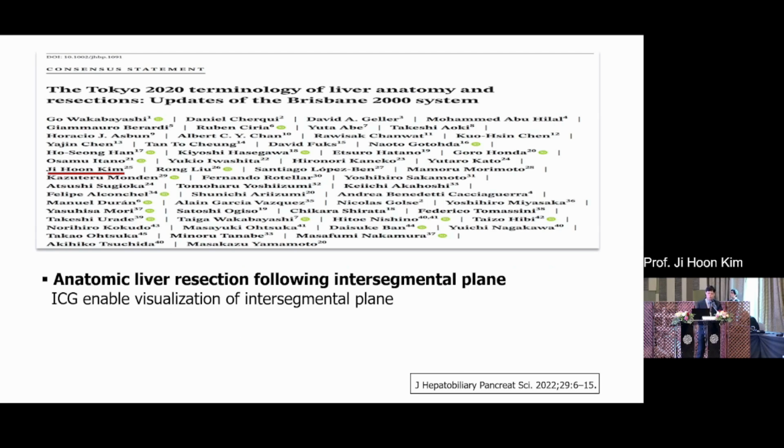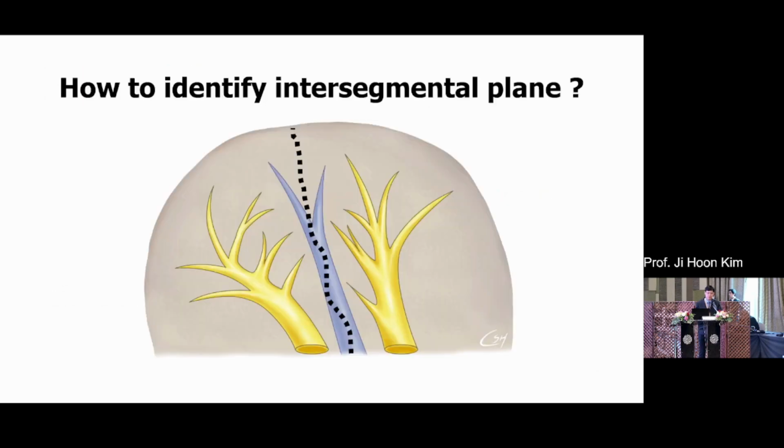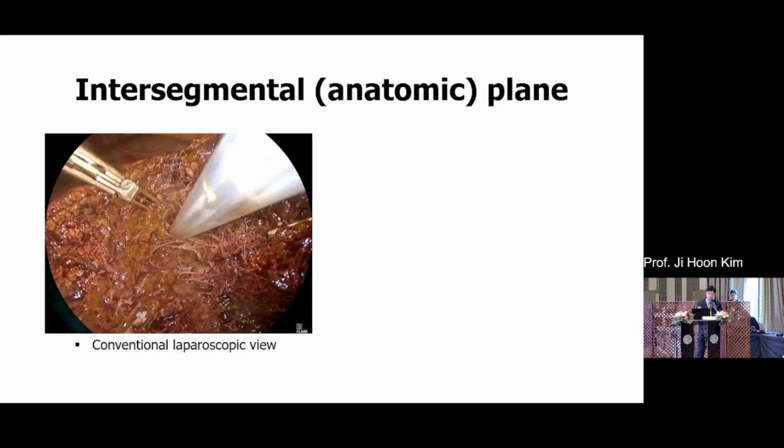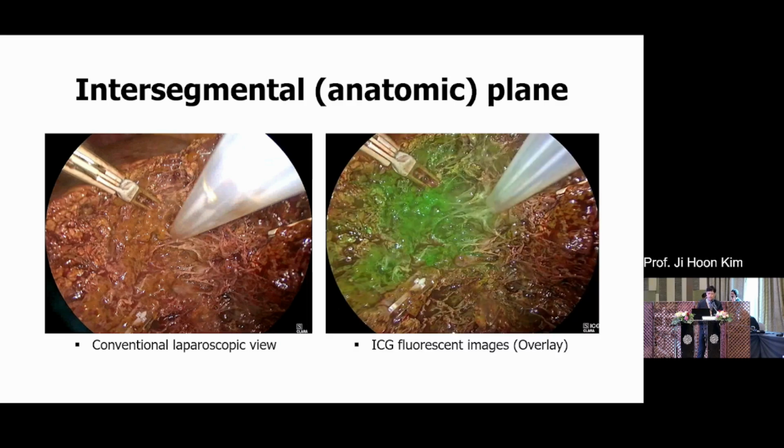And the 2020 Tokyo terminology says that anatomic liver resection following the intersegmental plane is the law. ICG enables visualization of the intersegmental plane, and ICG reference imaging is a game changer. So how do we identify the intersegmental plane? We cannot identify it during parenchymal transection, but with ICG reference imaging, you can see the exact plane.